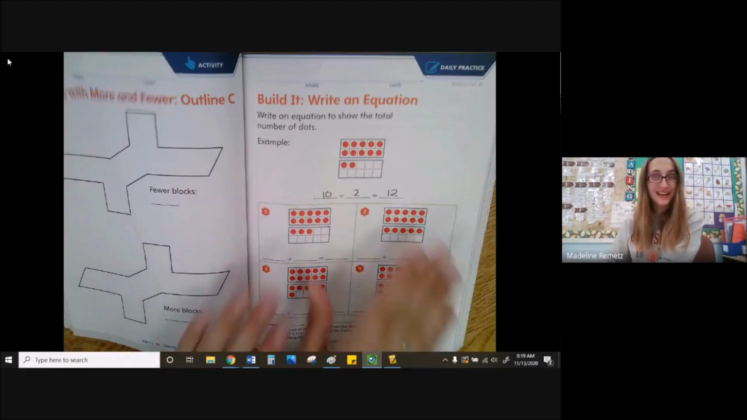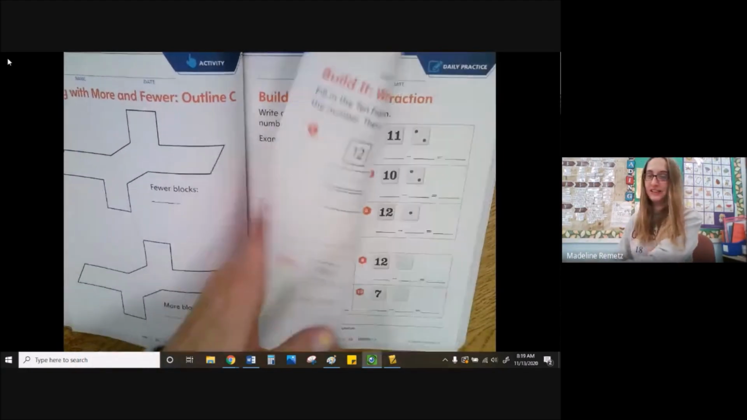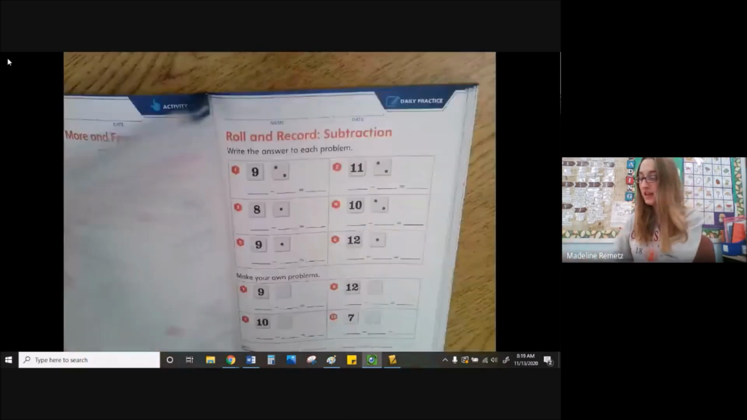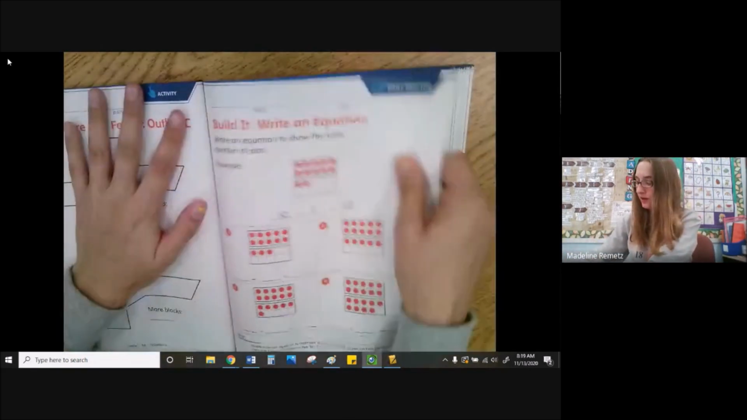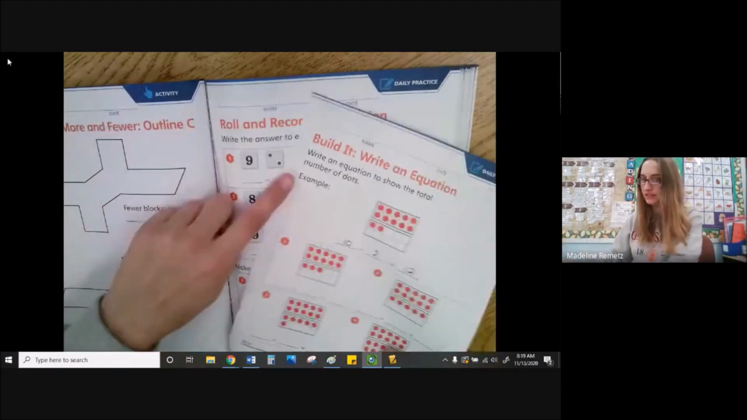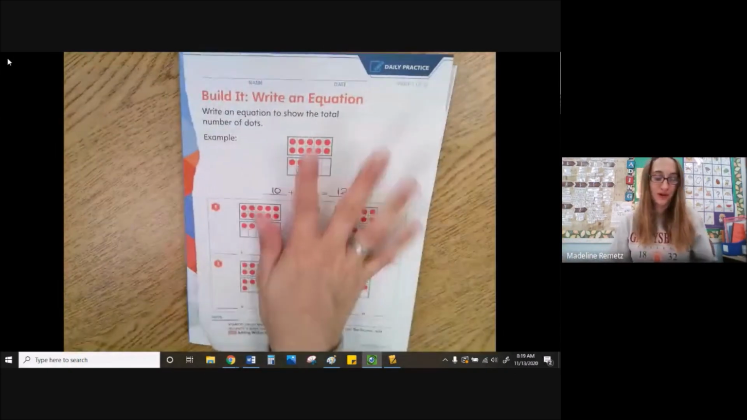So get out your book, make sure you turn to page 81. It'll look like this with the 10 frames, and 82 will have the blank 10 frames. If it makes it easier for you, you can go ahead and rip them out. Be nice and careful. Oh, I made a little mistake there. Oh, well. And then that's the page we're going to work on.